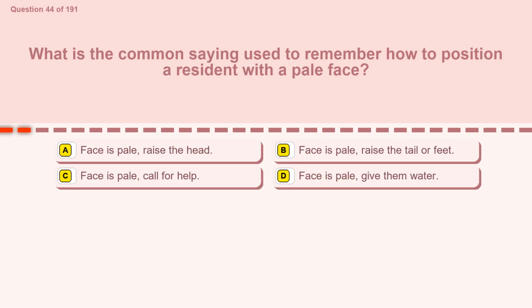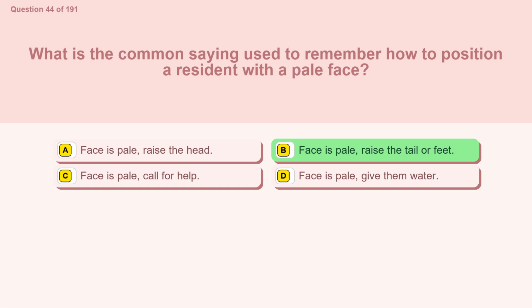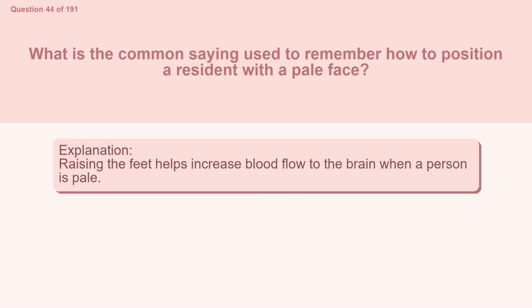Question 44. What is the common saying used to remember how to position a resident with a pale face? Option A. If face is pale, raise the head. Option B. If face is pale, raise the tail or feet. Option C. If face is pale, call for help. Option D. If face is pale, give them water. The correct answer is option B. Face is pale, raise the tail or feet. Raising the feet helps increase blood flow to the brain when a person is pale.